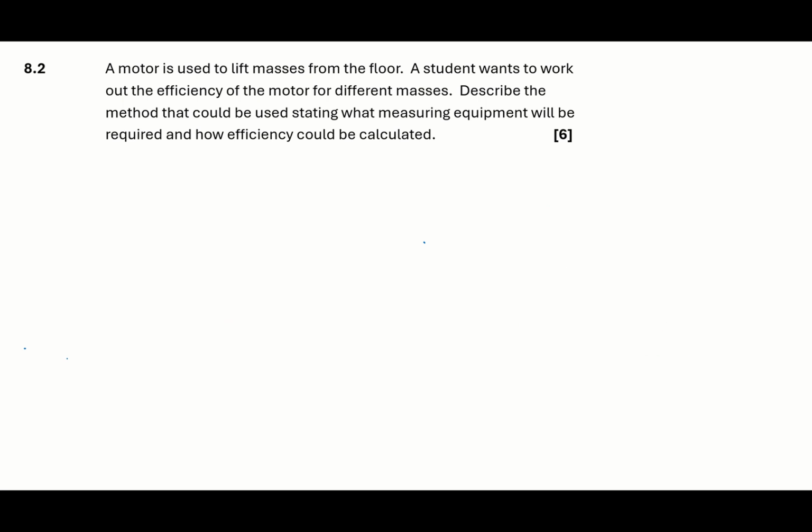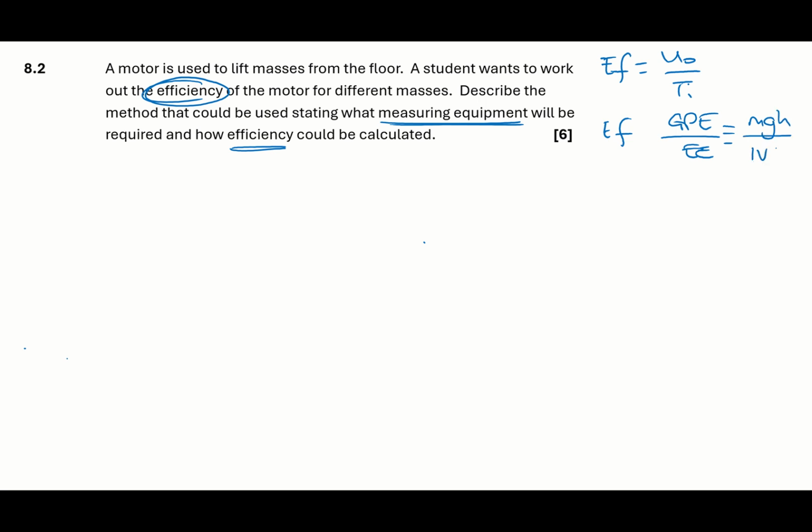So now, a motor is used to lift masses from the floor. A student wants to work out the efficiency for different masses. Describe the method that could be used, stating what measuring equipment will be required and how efficiency could be calculated. So again, I'm just going to do my notes here. Efficiency equals useful output over total input. This is going to equal GPE divided by electrical energy. And this is equivalent to mGh over IVT.